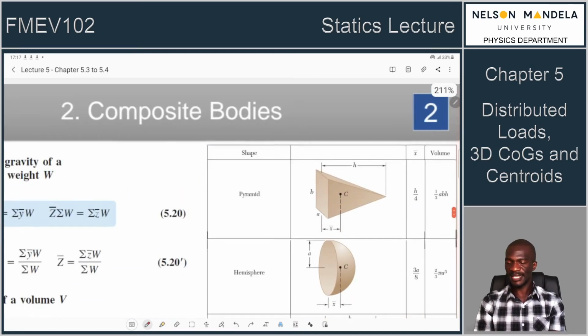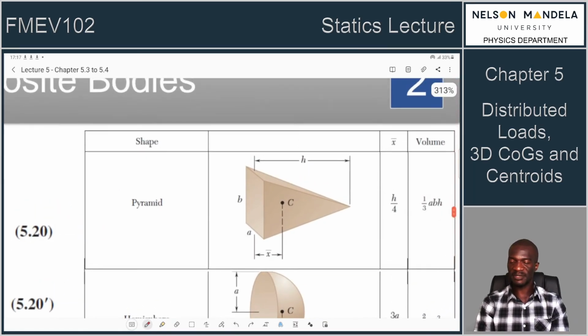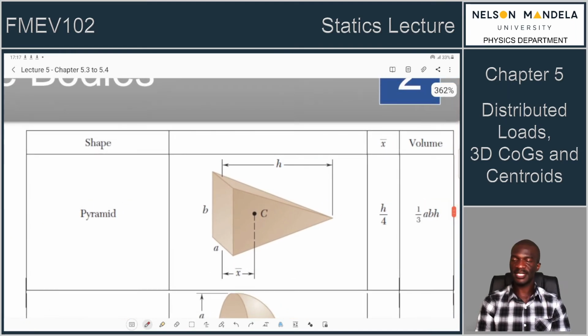These are just examples of some shapes that are provided for us for our study in the tables. So we have, for example, a pyramid. The pyramid, we have symmetry. If it's a pyramid, we have symmetry.